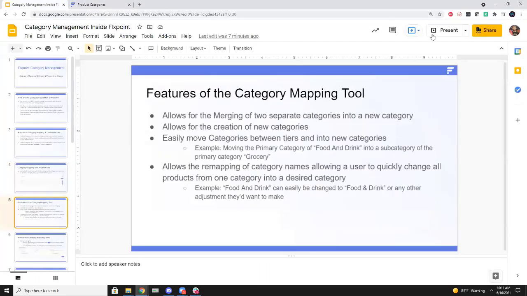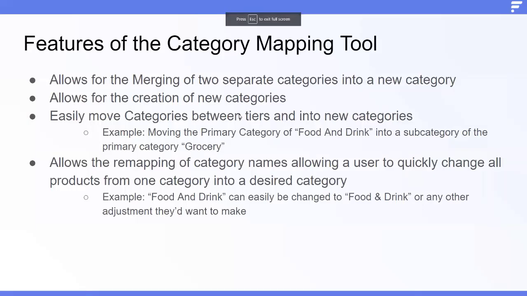I'll go through this slide and it'll kind of cover some of the stuff I just went over, but we'll go through kind of the use case as well. It allows for the merging of 2 separate categories into a new one. It allows for the creation of new categories, and you can easily move your categories between the tiers. And it allows the remapping of category names, allowing a user to quickly change all products from one category to another. That's that food and beverage or food and drink explanation that we had here.